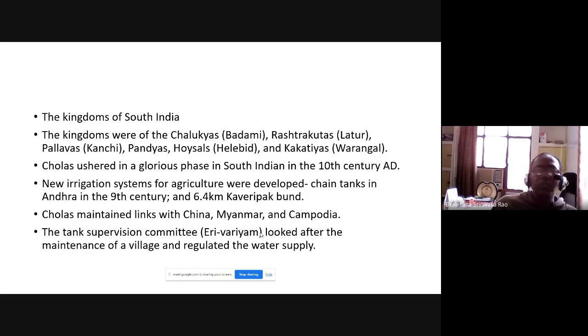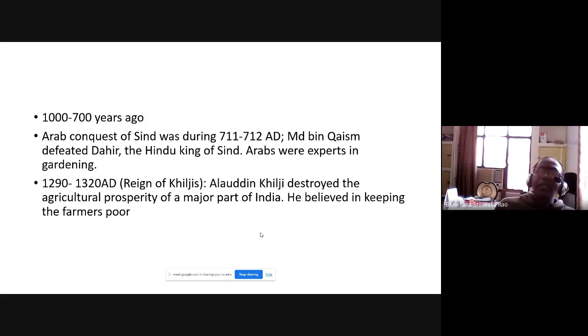Then the Cholas came in South India in the 10th century AD, and new irrigation systems for agriculture were developed. Chain tanks in Andhra in the 9th century, and the Cholas maintained links with China, Myanmar, and Cambodia at that time. The tank supervision committee looked after the maintenance of a village and regulated the water supply. Since that time onwards, the agriculture movement started in different parts of India. That is what I want to highlight.